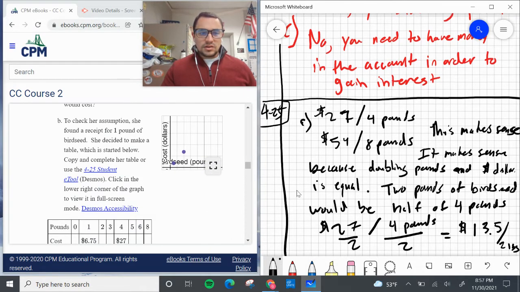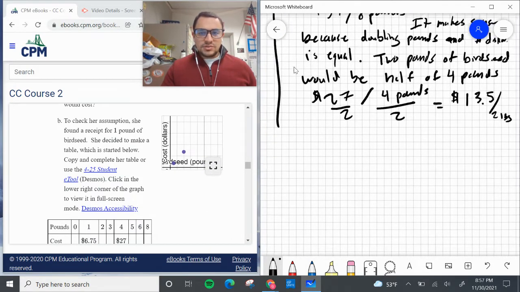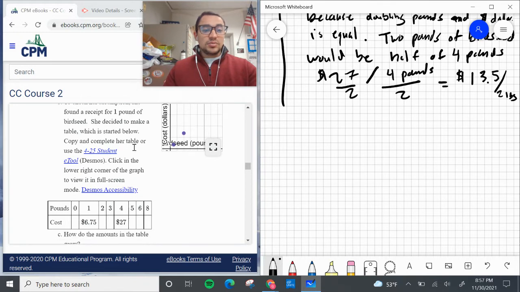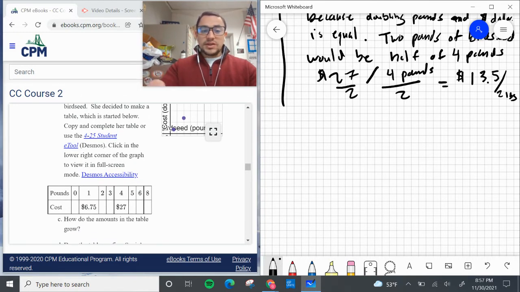For B, to check her assumption, she found a receipt for 1 pound of birdseed. She decided to make a table. That's great. Let's make this table.